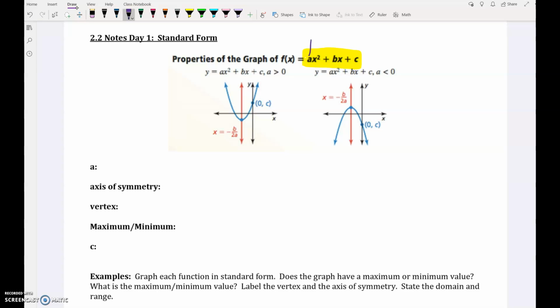Your a value is still going to do everything that the first number has done in the previous forms. So if that's a positive number, your graph is going to open upward. If it's a negative number, then your graph will open downward, like in this second picture. So a still controls whether the graph opens up or down. It still controls the stretch or the shrink, so how narrow or how wide the graph is.